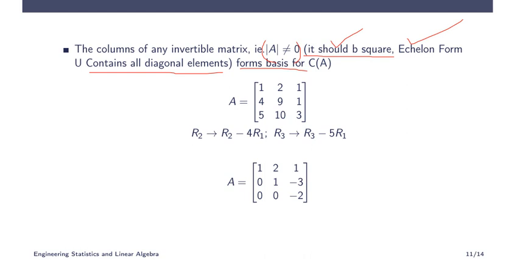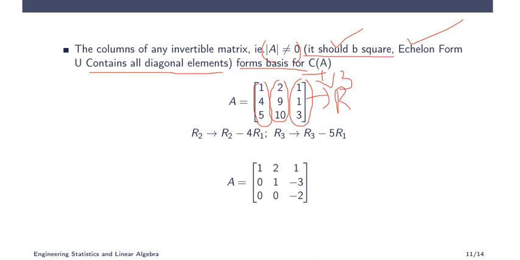So for example, the column space of A will be the linear combination of [1 4 5] plus [2 9 10] plus [1 1 3]. So we can say that these three columns span A, because their linear combination makes the column space C of A, right? So this one spans the vector space C of A, or these three span R3, because this is a three-dimensional matrix, so it spans R3 also, we can say. So C of A is nothing but a subspace of this one.